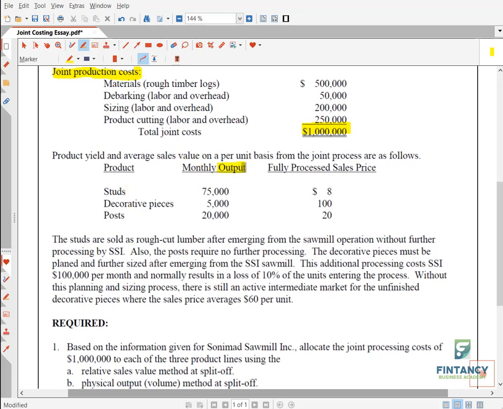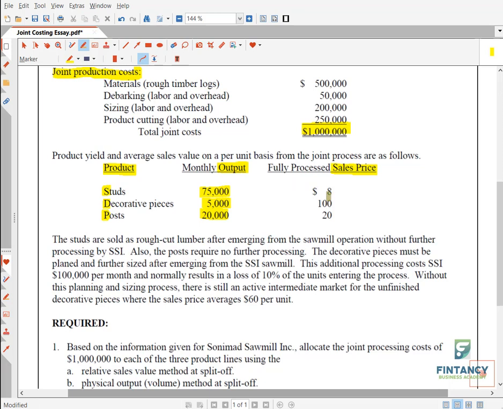So remember, we need the output. Output means production or sales. Please write in the chat box. Output means production. Very nice. So they are not confusing you here by giving you the sales units. So we will take these units. When we use the first method, the B, which is the physical method, we will use this information. So the products we have are S, D and P.